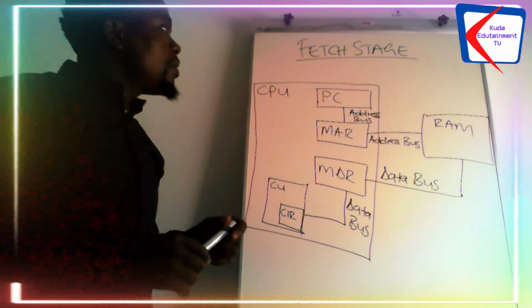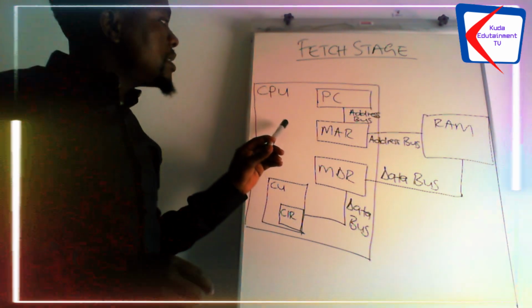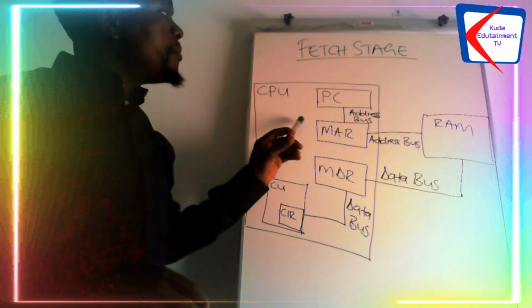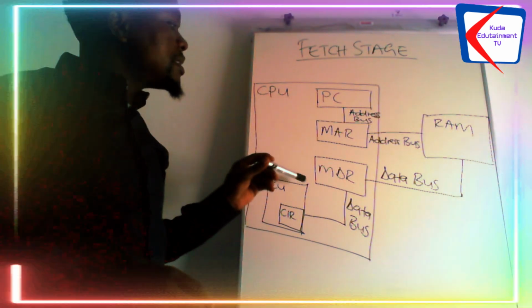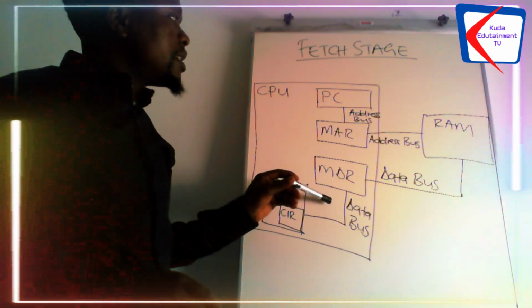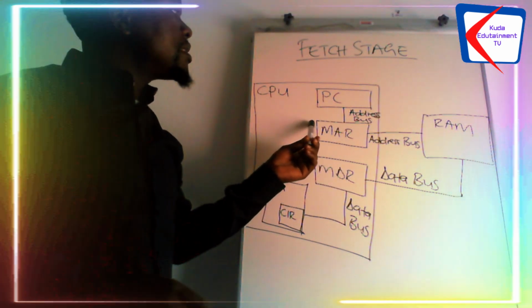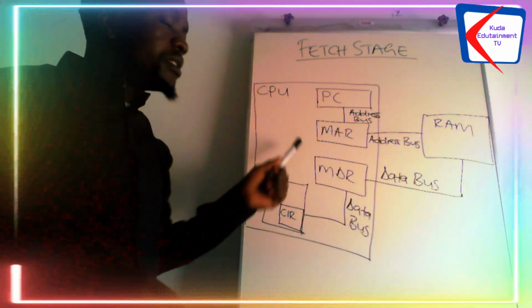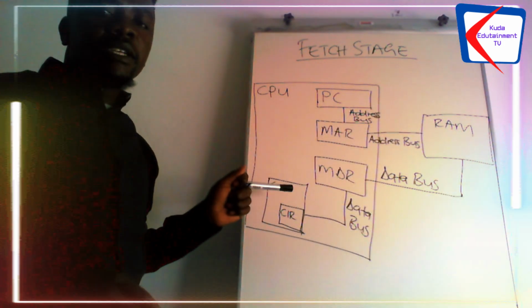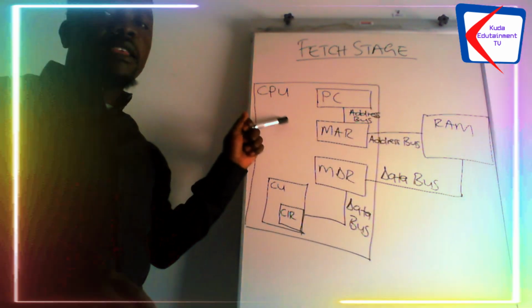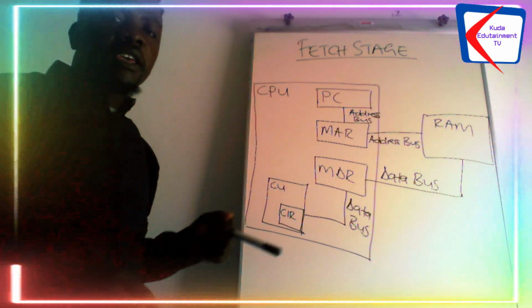What you need to know are all the components that are inside the CPU, and how these components inside the CPU are related, as well as how these components communicate with the RAM. So this is what you're simply supposed to know when demonstrating what happens at the fetch stage of the FDE cycle. So that was a clear demonstration of what happens at the fetch stage of the FDE cycle.